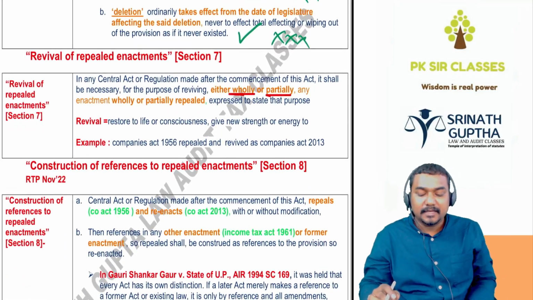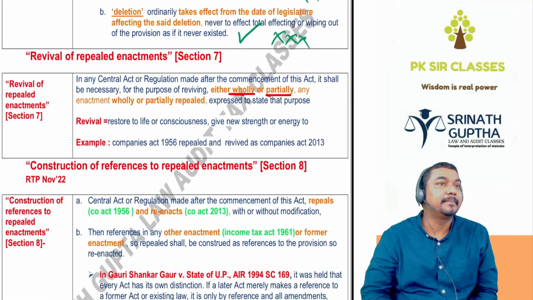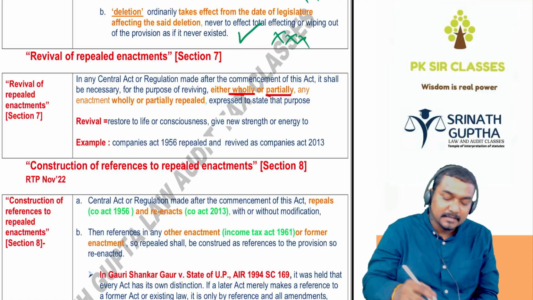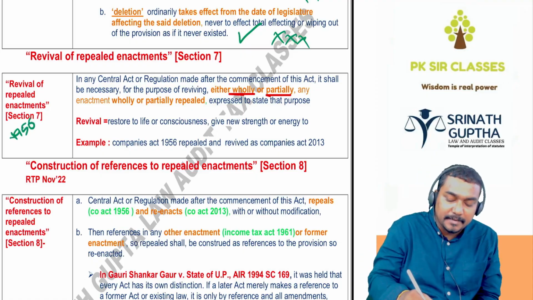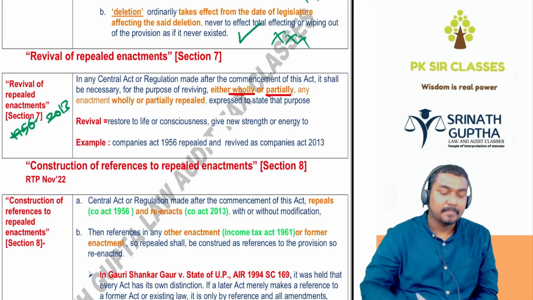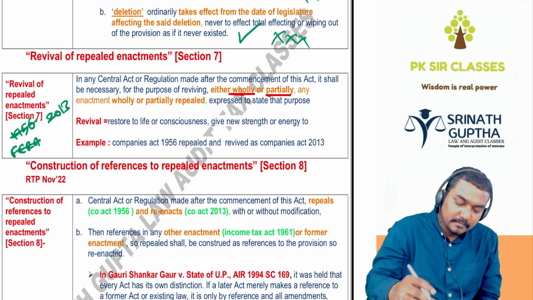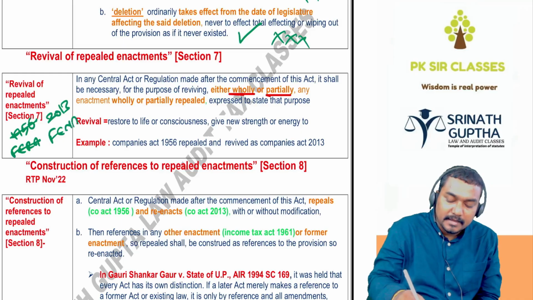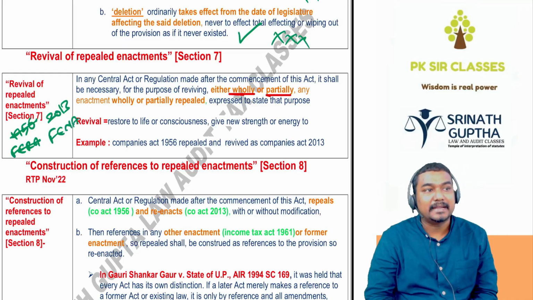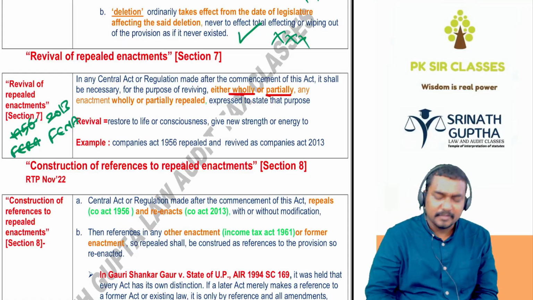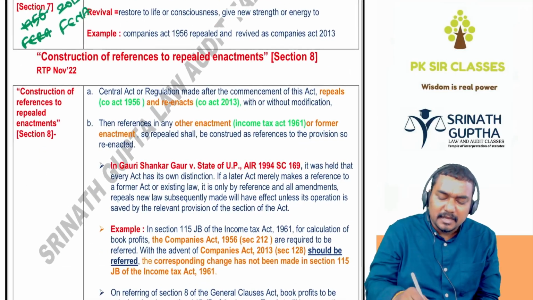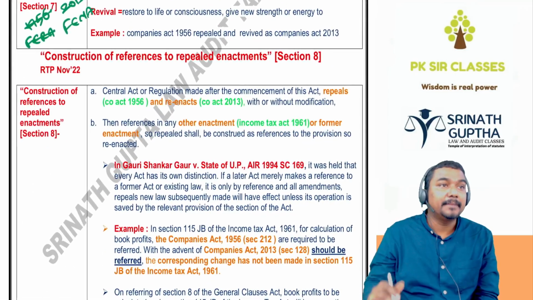Next, revival of repealed enactments. Revival means rebirth. Once an act is repealed, the Companies Act 1956 is repealed, and it is revived as the 2013 Companies Act. FERA is repealed, reviving it as FEMA. Revival means rebirth. Once an act is repealed, we may give rebirth to the same act with or without amendment, mostly with amendments.